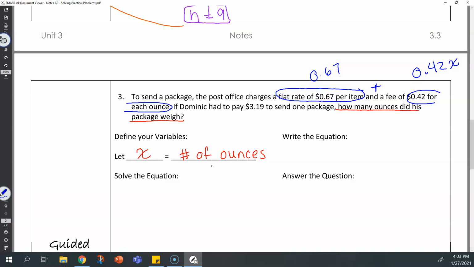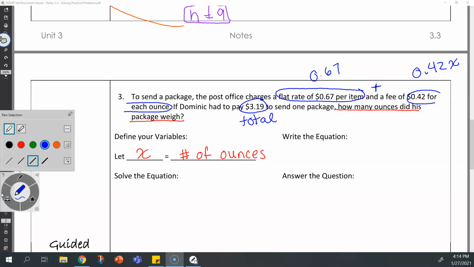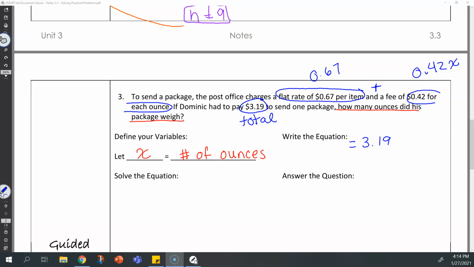If Dominic had to pay $3.19, that's going to be my total. And we know that that's going to go all by itself on one side of the equal sign. So I'm going to put my $3.19 on one side of the equal sign all by itself. I like to put mine on the right side. Then I've got the 67 cents that Dominic has to pay for his one package. And then plus the 42 cents times however many ounces for the weight requirement.